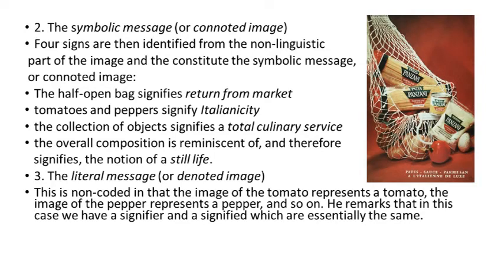He starts by identifying three classes of message within the image. The first one is the linguistic message. He sees two kinds of linguistic messages at work: a denoted message comprising the caption and the labels on the produce, and also a connoted message. The denoted message is clear from the signs here.